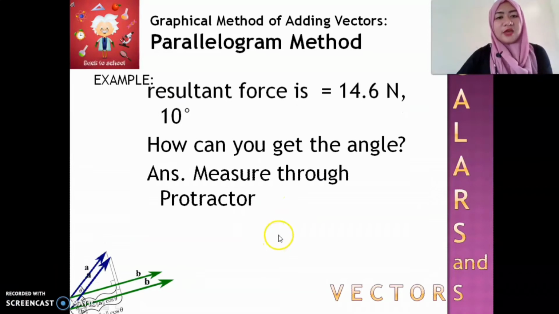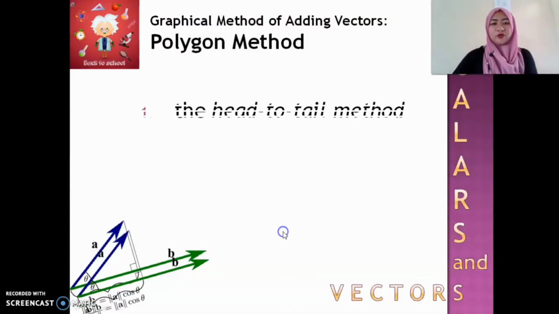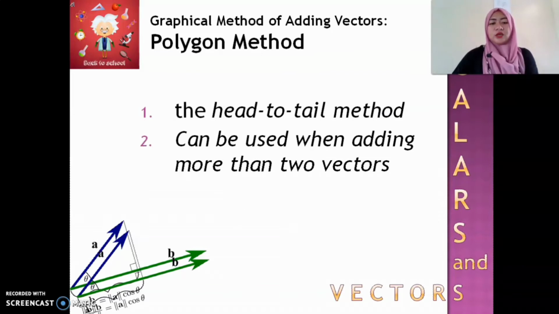Another way of graphing vectors or adding vectors graphically is what we call the polygon method, usually known as the head-to-tail method. This can be used when adding vectors which are 2 or more. Earlier, we identified that the parallelogram method is just used when adding 2 vectors. So therefore, if you have more than 2 vectors, you can use the polygon method.